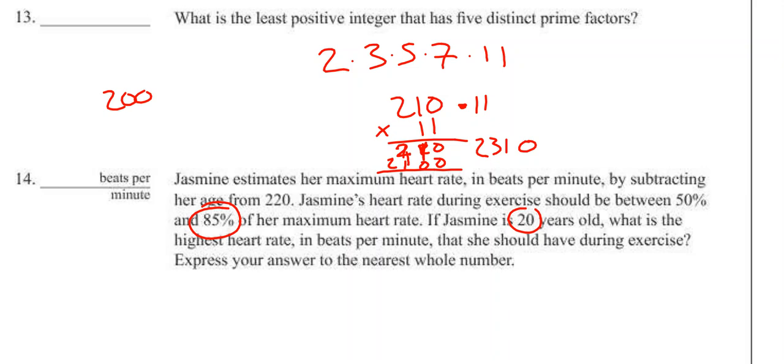Well, that means 85% of 200, that's just going to be 30 less than 200, so that's 170. And I know it's 30 less than 200 because 85 is 15 away from 100. 200 is twice that. 15 times 2 is 30. All right.